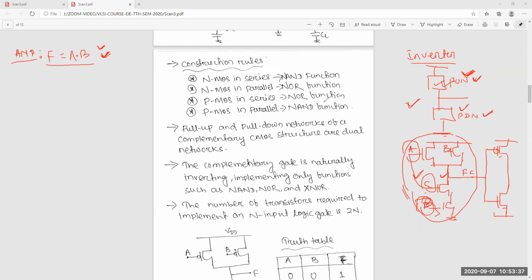Okay. So all are understood how to implement that AND gate. Similarly, you can also say OR gate. Anyone can say about that OR gate. What is the structure? In PUN, sir, A and B will be in series. Yes. And then PMOS in series and NMOS in parallel, then one inverter connected to the output.